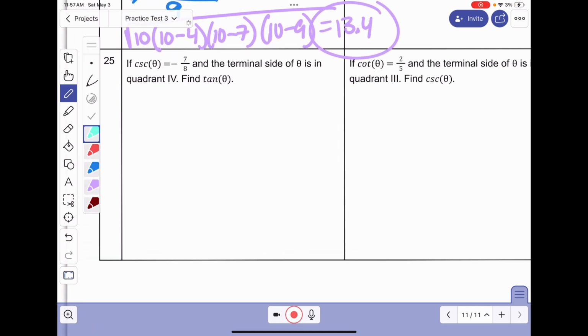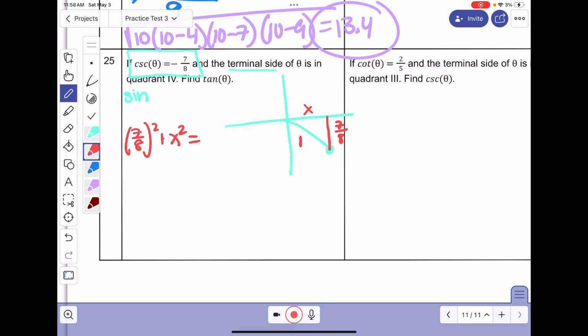All right, if cosecant of theta is negative 7 over 8 and the terminal side is in quadrant 4, find tan. So quadrant 4 means we're over here. Cosecant is the opposite of sine, so that's y. So that means this is going to be 7/8. On a unit circle, this is 1. So first we can find x. That will be helpful. So to find x, we do 7/8 squared plus x squared equals 1 squared.